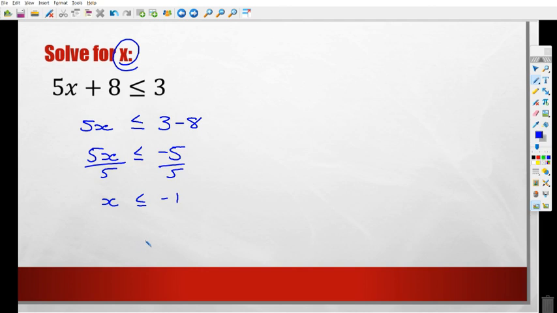Now whenever I've solved for x and I'm dealing with an inequality, what do I want to do? I want to represent it on a number line. So let's get a number line going here. I'll draw a nice number line for you. And what do they say x is smaller than or equal to? Negative 1. So I'm going to label negative 1 on my number line.